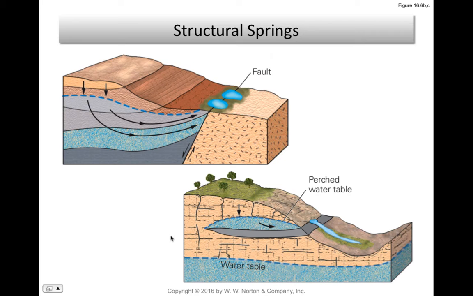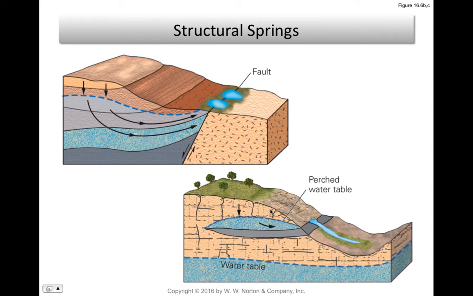Here we're seeing a structural spring, which would be here where we have a fault which develops fault gouge. And so the groundwater flowing downhill here will run into this impermeable layer and cause the water table to move up, resulting in springs. In fact, much of the San Andreas Fault can be mapped by springs.